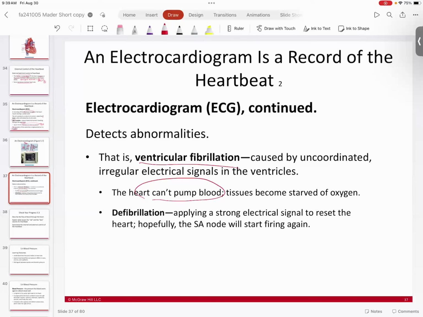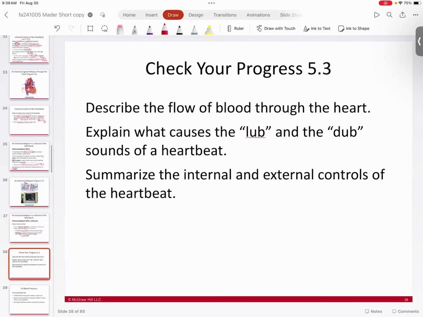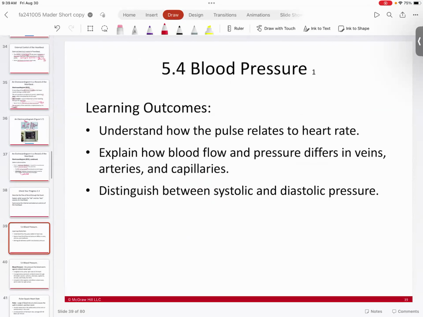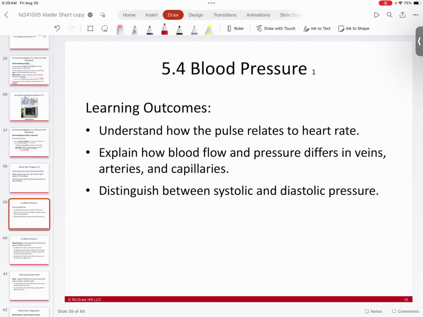Okay. And so at that point, what we do is defibrillation, which is essentially just shocking your electrical system and overriding it. It's like a reset. So basically this resets the SA node. And a lot of times that's all you need. Just reset that SA node and the heart will take over. It knows what to do. Okay. So now let's go ahead and move into blood pressure.